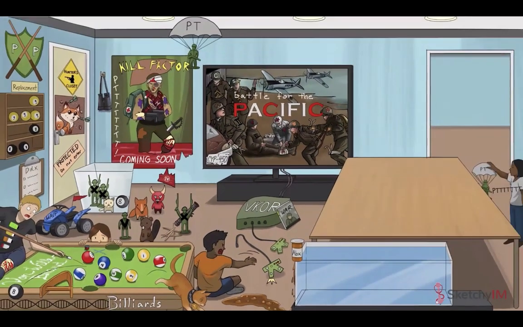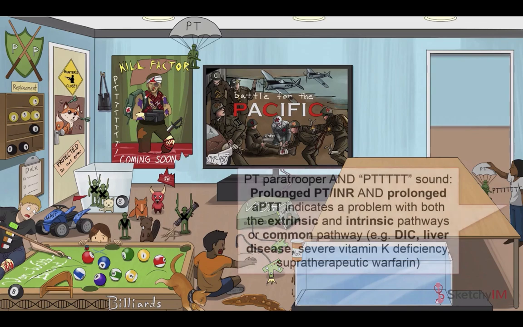Other inherited coagulation factor deficiencies of the intrinsic pathway exist, but are much rarer than the hemophilias. Although these may prolong the APTT, they're not always associated with severe bleeding like the hemophilias. Next, let's talk about some conditions that affect both pathways, including the common pathway downstream. We'll be focusing on DIC and liver disease.